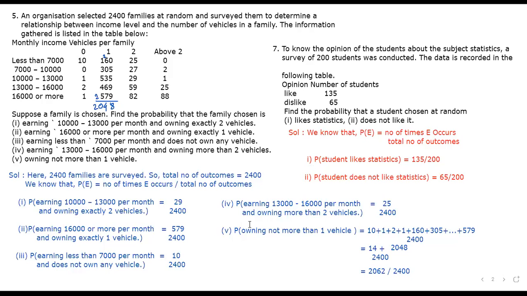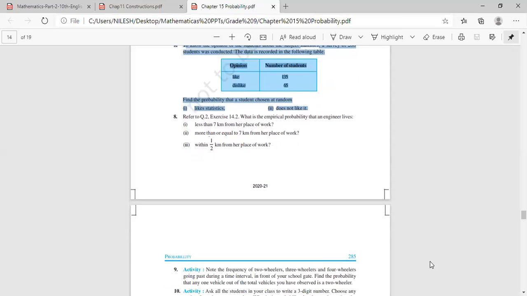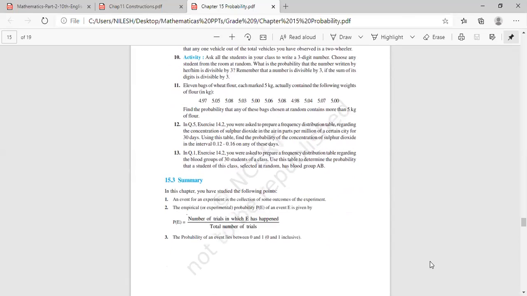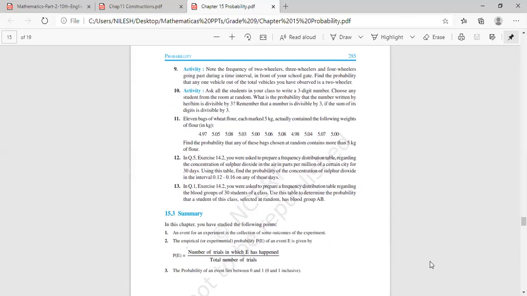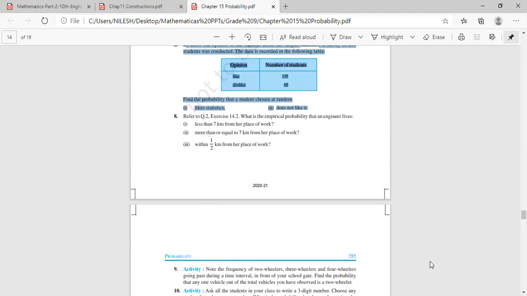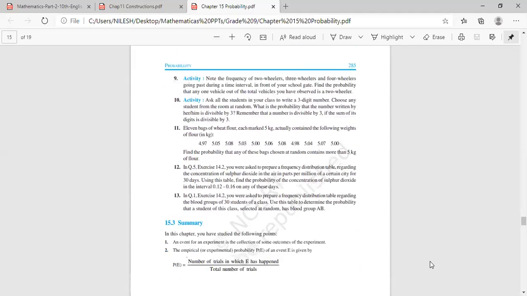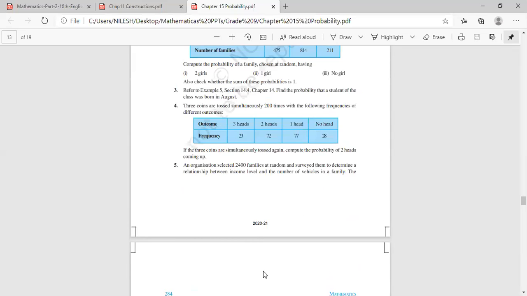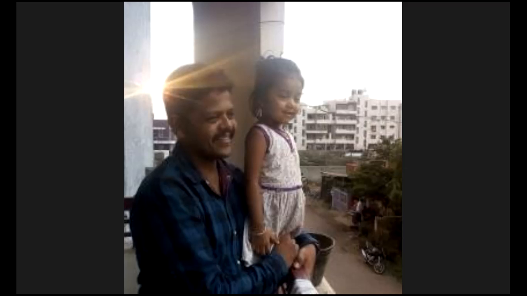Let me check what is the next question. Is it as simple as this? Leave the refer activity. Now they are all talking about chapter 14. Okay, no problem. 4 questions from chapter 14 and question number 11. Fine. Only this much is left.